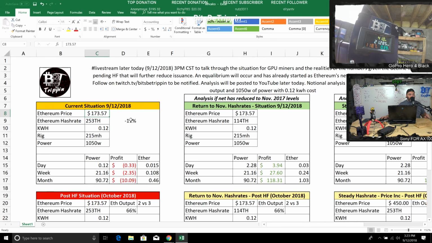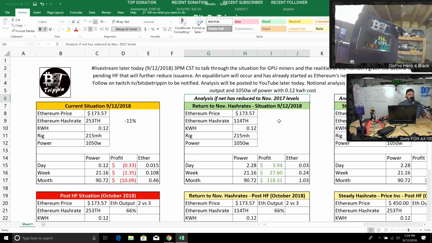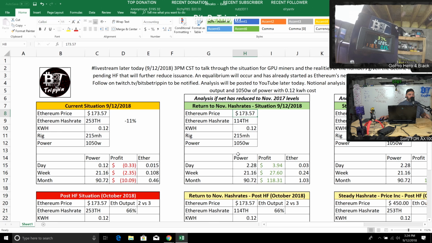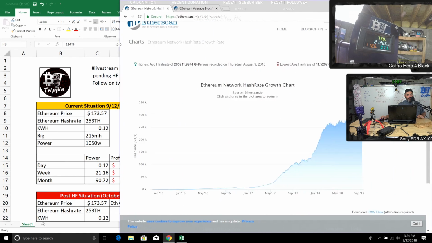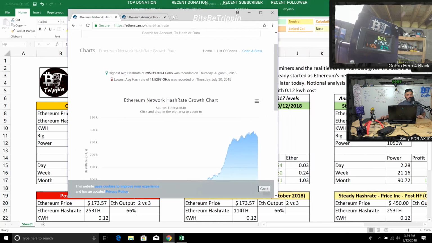Now it's dropped 11% over the last month, and it's down 2.5% just today, hash rate wise. If it continues to hold this price, what does the total net hash rate have to get to in order to maintain any sort of profitability? I took this down to November rates. So if I bring this up here, here are your hash rates over time, and this is the entire Ethereum network.